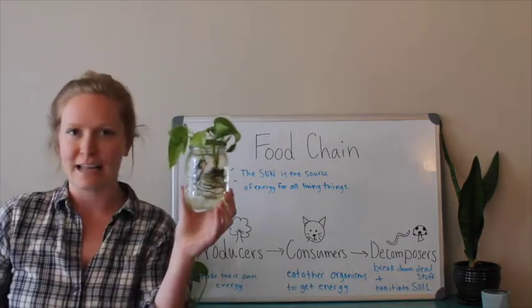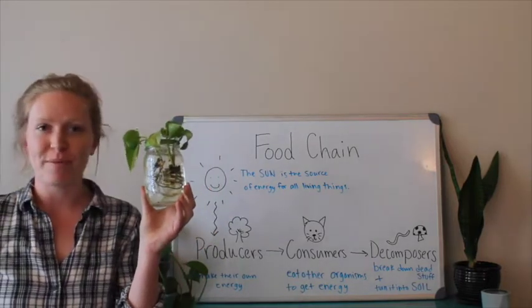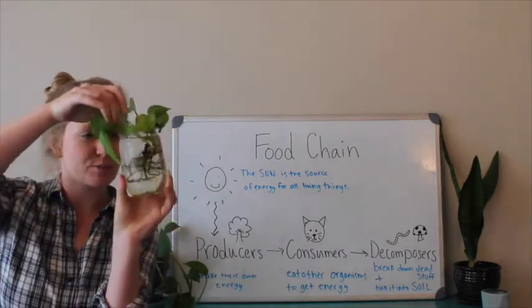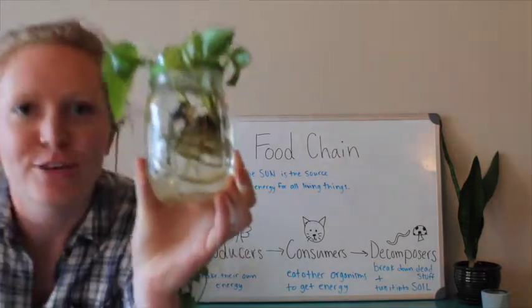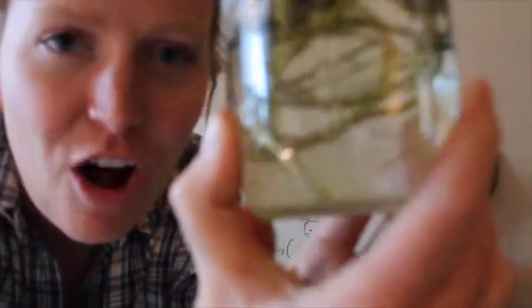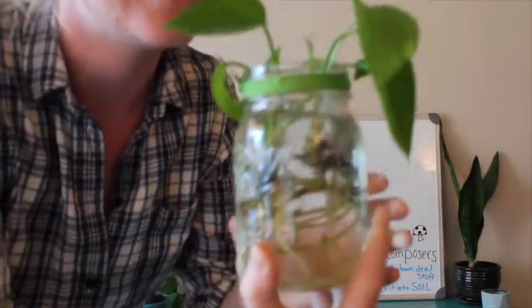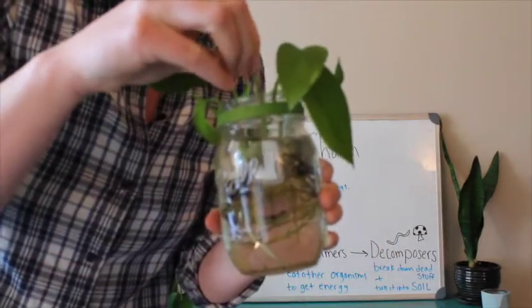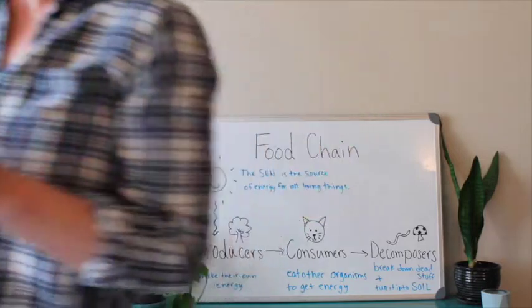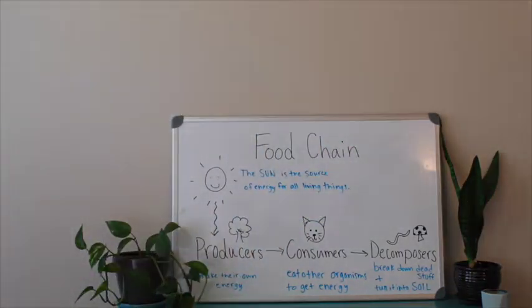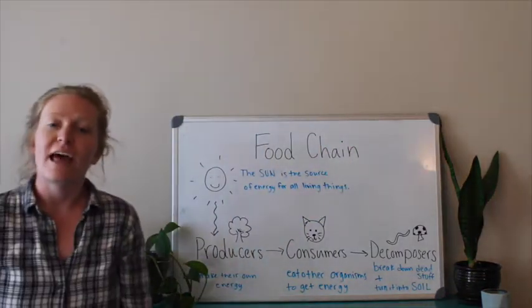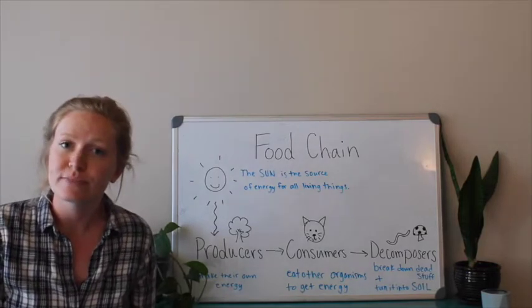This is a cutting from one of my plants that I went ahead and just put in a jar of water. And if you look right here, you can see that all of these roots have grown. And this plant is actually doing really well. It's grown a bunch of new leaves since I put it in this jar. And there's other plants too that don't need any soil to grow.